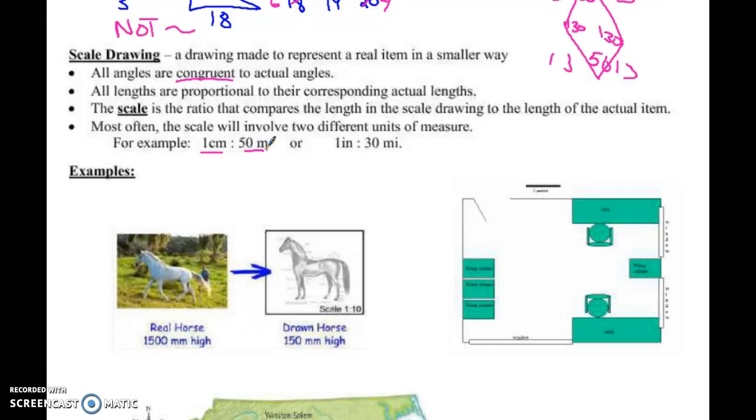Here's our horse. Our horse, 1, let's call it millimeter, would be 10 millimeters. This is the scale drawing, scale to real life, 1 to 10. Over here, this is kind of hard to read, but you'll have blueprints. Anytime you build a house or even a shed, you're going to have blueprints.